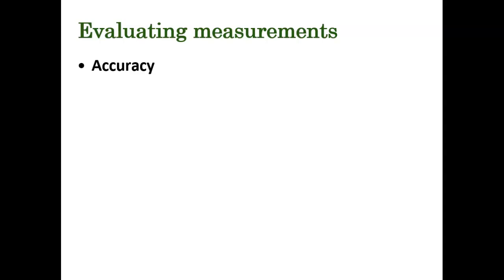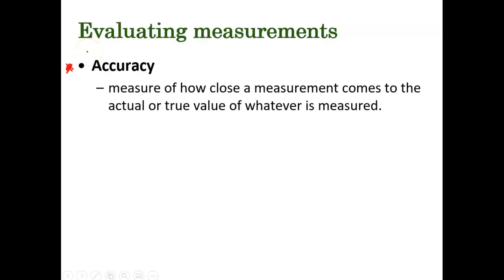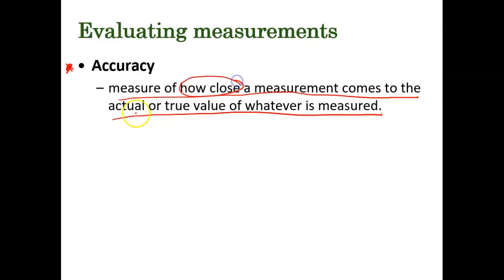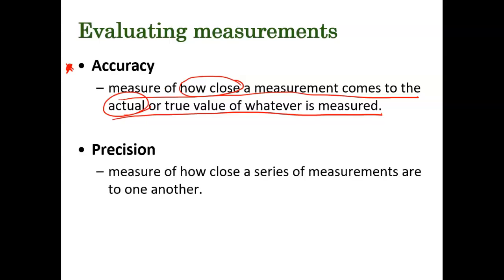Okay, so accuracy. This is a definition. If I ever give you a definition or a vocabulary word, I definitely want you to write it down. Accuracy is a measure of how close a measurement comes to the actual or true value of whatever is being measured. So this is how close to the actual or true value something is measured. Precision measures how close a series of measurements are to one another. So how close they are to one another.